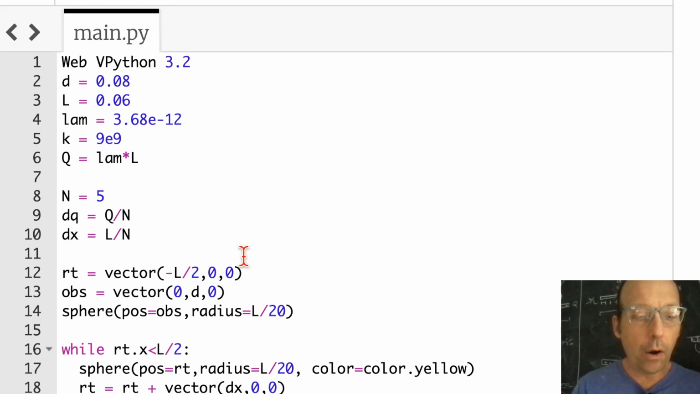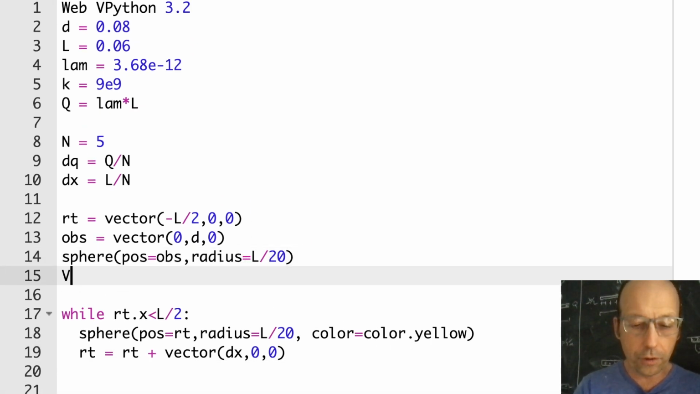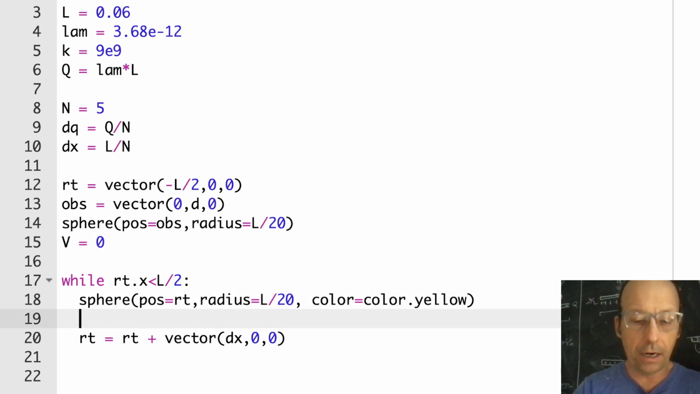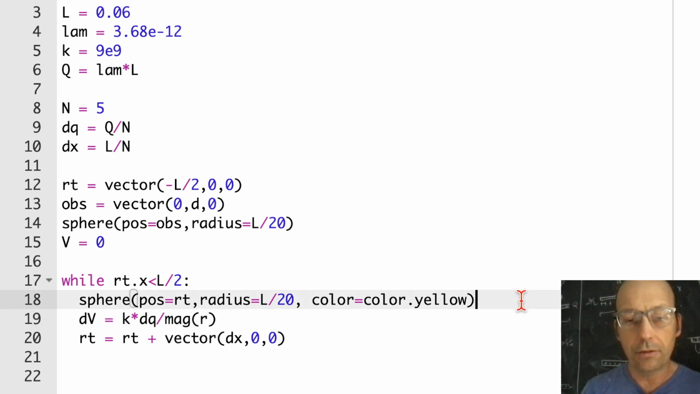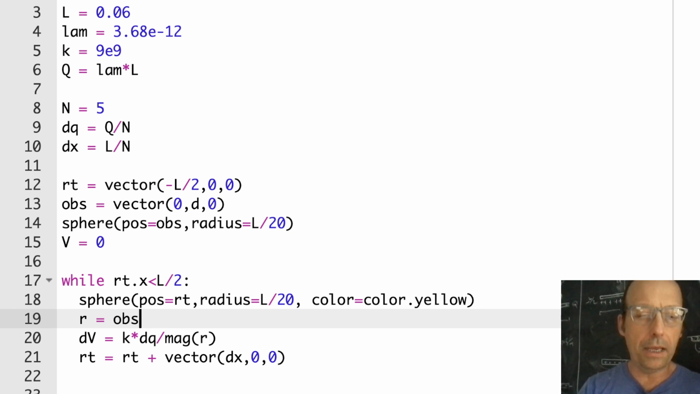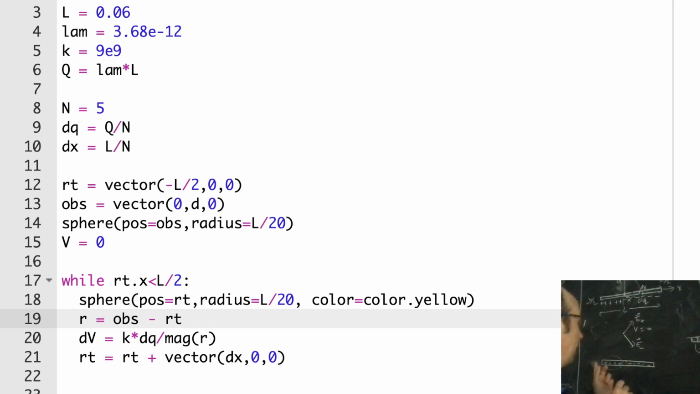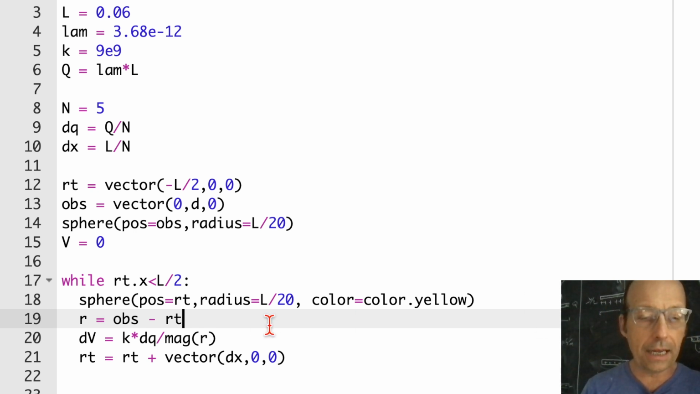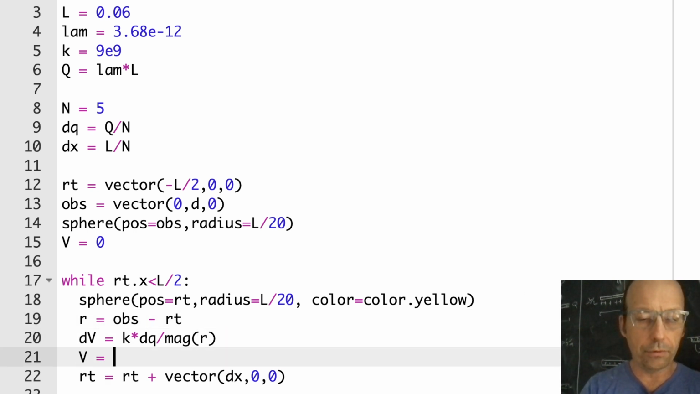Okay. So now I want to calculate the potential. So I'm going to start off with the potential equal to 0, so I can add something to it. Now over here, before I move that, I'm going to calculate dV. It's k times dq divided by mag r. But I didn't calculate r. So I need to calculate r as OBS minus RT. Right? So that's the vector from my particular point charge to my observation location. And then I take the magnitude of it because I'm dividing by the magnitude. And then I can add that to my total. V equals V plus dV. And that should be it.